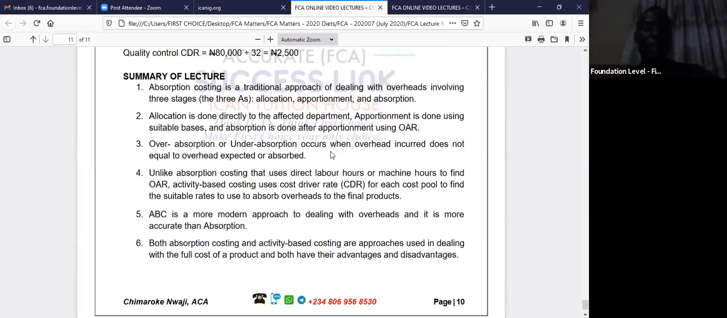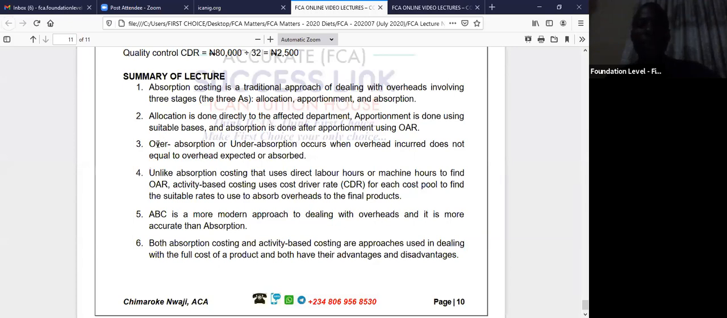Summary of today's lecture. We've seen absorption costing as a traditional method of dealing with overheads, which involves three stages. I call them the three A's: allocation, apportionment, and absorption. After allocation is done to the affected department, you have allocated, you have reallocated, and you find out that no service department is taking up anything. You now apportion the costs using a suitable overhead absorption basis. After getting your basis for absorption, you now find your overhead absorption rate. So that is a predetermined cost, which is used to plan your activity.